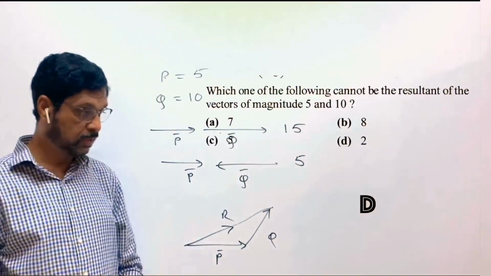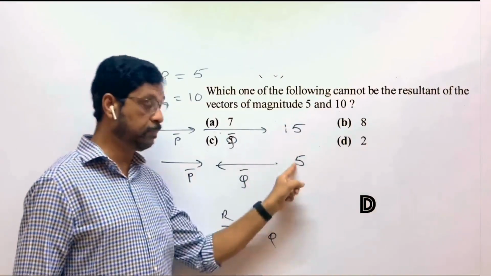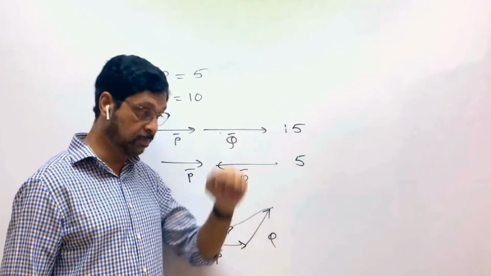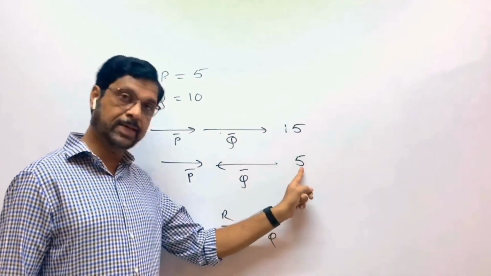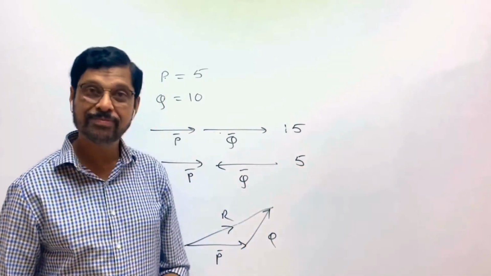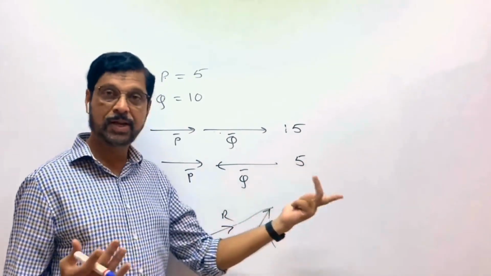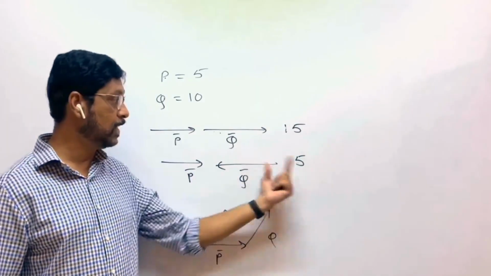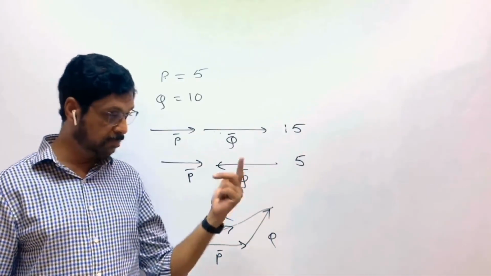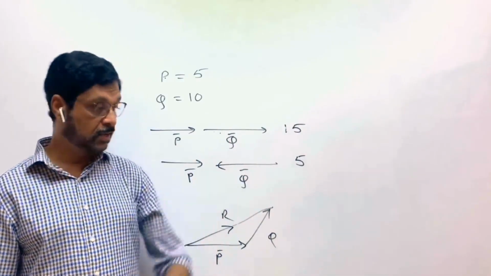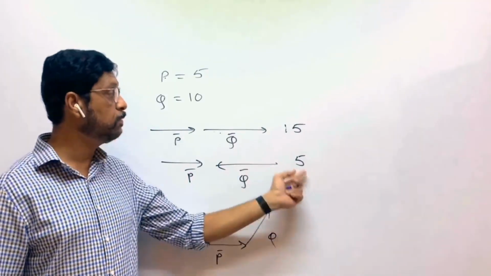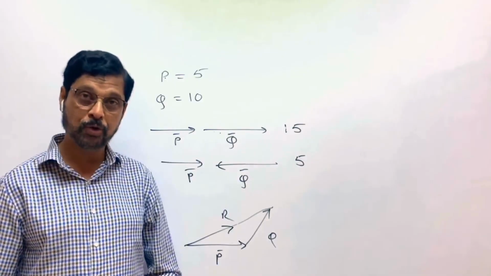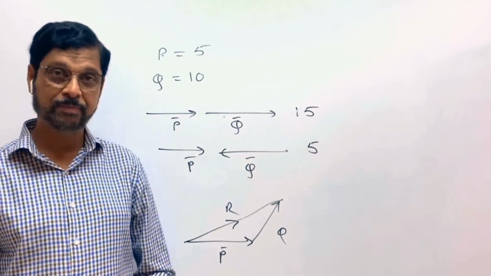Check the options. 7 between 5 and 15, possible. 8 between 5 and 15, possible. 5 it can be minimum. 2, 5 से कम नहीं हो सकता. Means your answer is D. Their resultant cannot be 2. Their resultant can be 7, 8, 5, anything between 5 and 15, but their resultant cannot be equal to 2. So your answer is D.